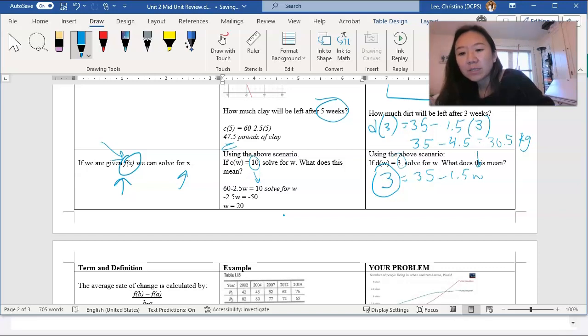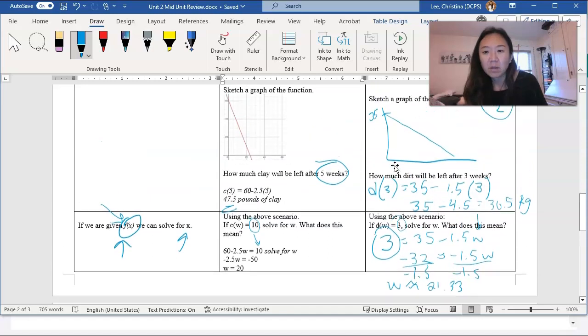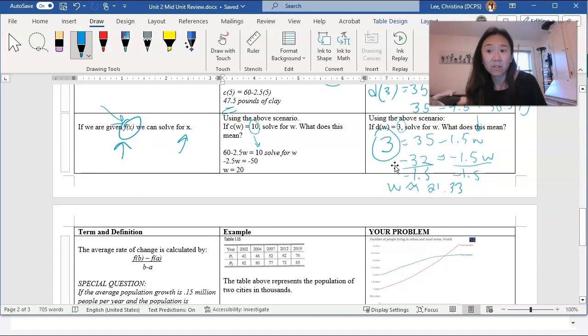All right, and so I'm going to start by subtracting 35 from both sides. I'll get negative 32 equals negative 1.5 W. Divide both sides by negative 1.5. And I know that that's right because I should end up with a positive answer for a number of weeks. I can't have negative weeks. So if you do 32 divided by 1.5, you'll get approximately 21.33 weeks, which means it'll take me somewhere between 21 and 22 weeks to get to this 3 kilograms of clay left. That's a lot of clay, by the way.